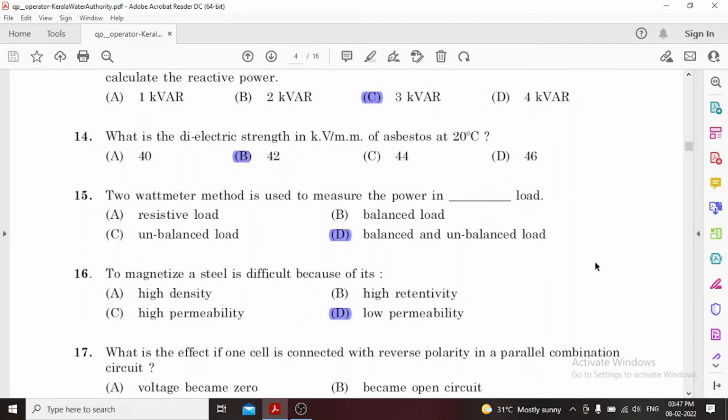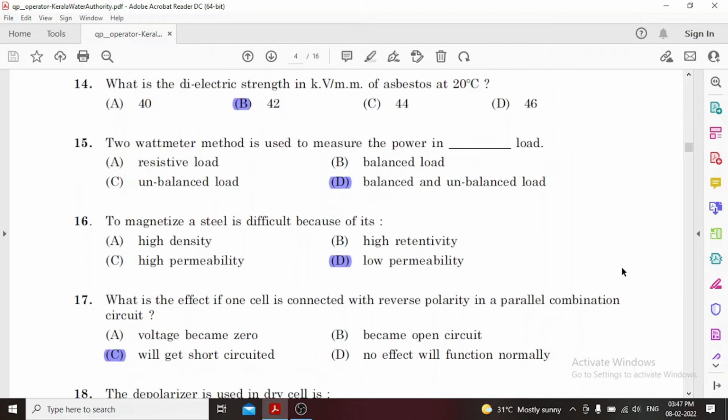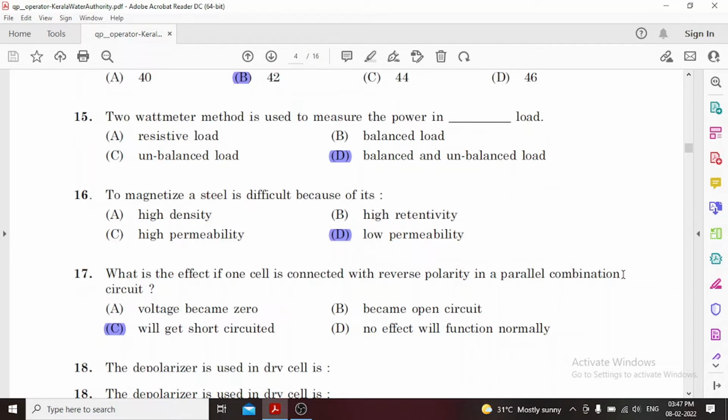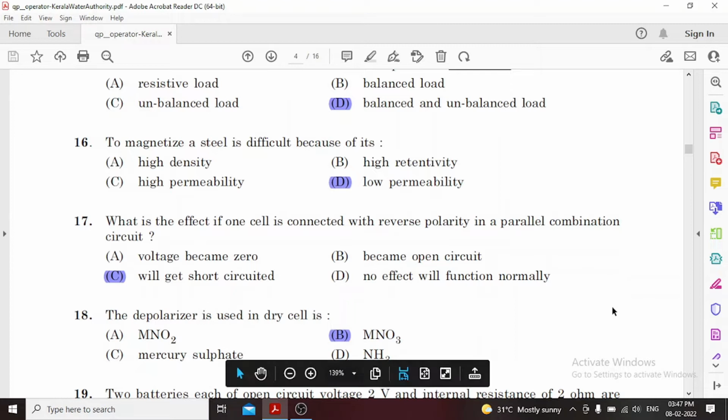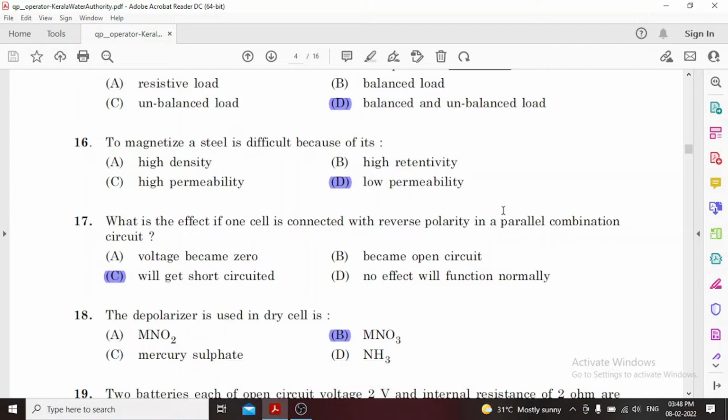15, 2 watt meter method is used to measure the power in dash load, balanced and unbalanced load. Option D, balanced and unbalanced load. 16, to magnetize a steel is difficult because of its low permeability. Option D, low permeability. 17th one, what is the effect if one cell is connected with reverse polarity in a parallel combination circuit? Will get short circuited. Option C, will get short circuited.